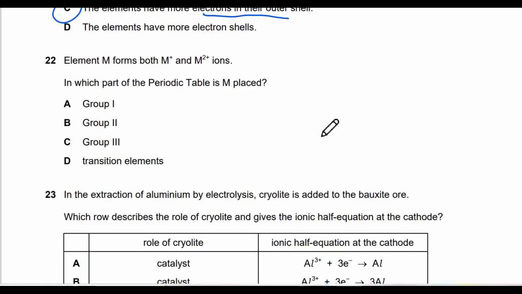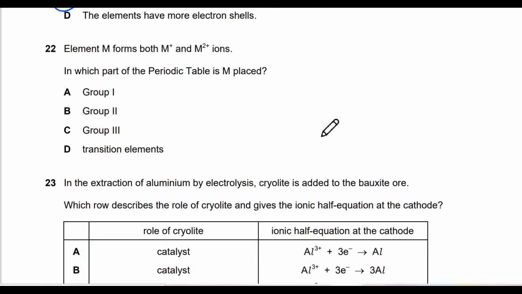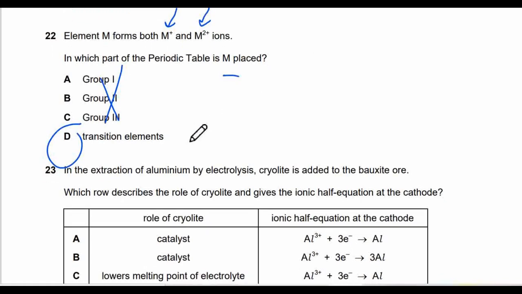21 is C. Now let's move on to question 22. Element M forms both M plus and M2 plus. Which part of the periodic table is M placed? Since it has 2 oxidation states, 2 types of cation, 2 types of charge, M plus and M2 plus, this will only happen in transition metals, not in group 1, 2, 3. So it will be transition element for question 22, since transition elements may have more than one type of charge or oxidation state.